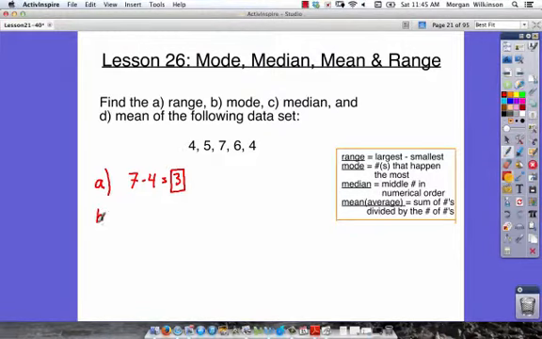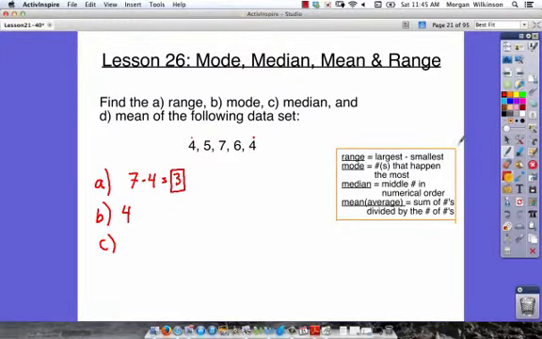Problem B is the mode, and the mode is the number that happens the most frequently. Now you can see in this data set we have two 4s. So 4 must be the mode because it's the number that happens the most. For mode, it's possible we could have one number that's the mode, like the 4 in this example. It's possible we could have no mode if there were no numbers that happen more than once, or no numbers that happen the most. Or we could have multiple modes if numbers were to happen more than once, with more than one number.